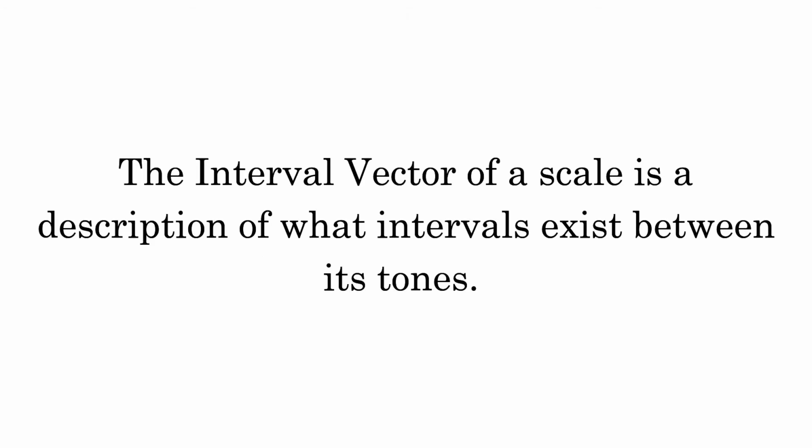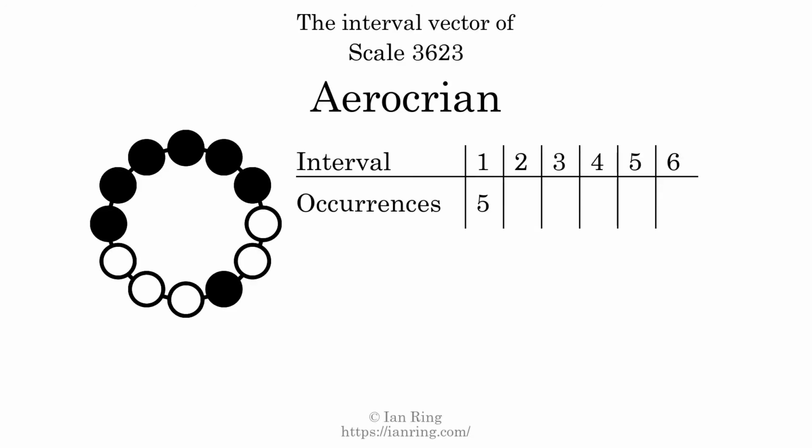The interval vector of a scale is a description of what intervals exist between its tones. There are 5 intervals with a size of 1 semitone. They are here, here, here, here, and here. There are 4 intervals with a size of 2 semitones. They are here, here, here, and here.